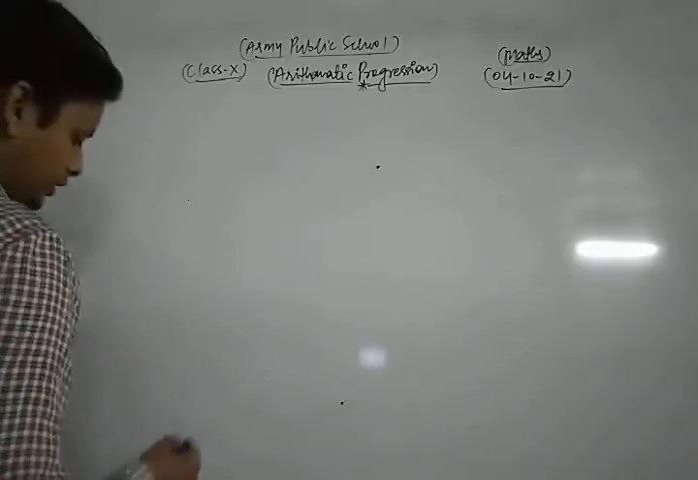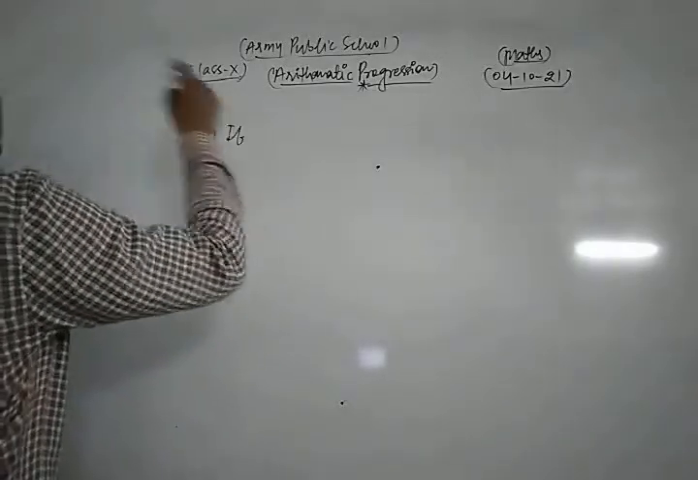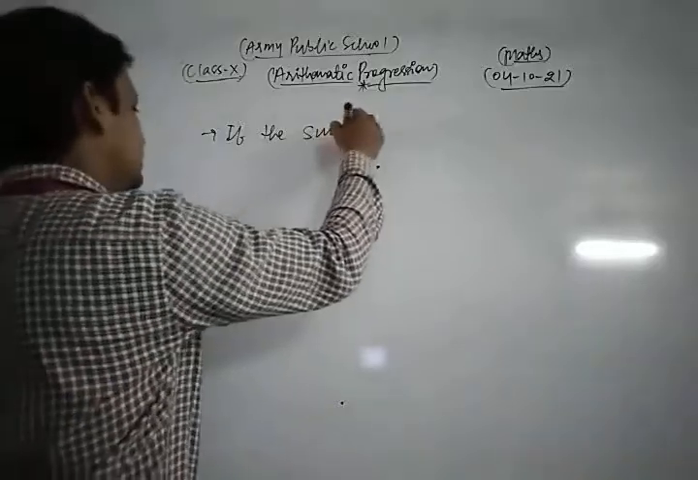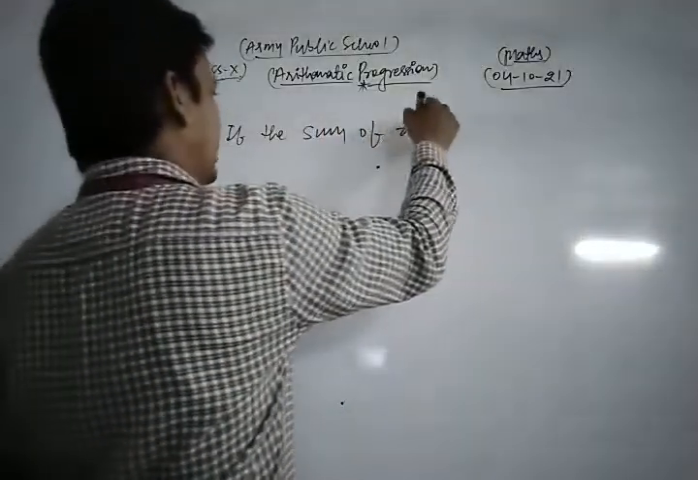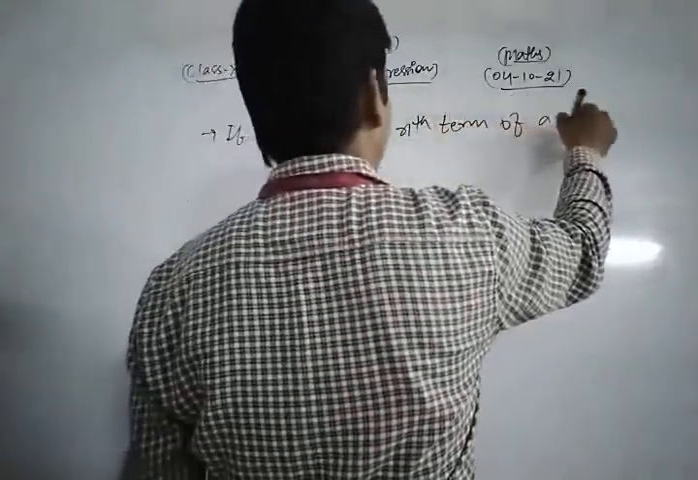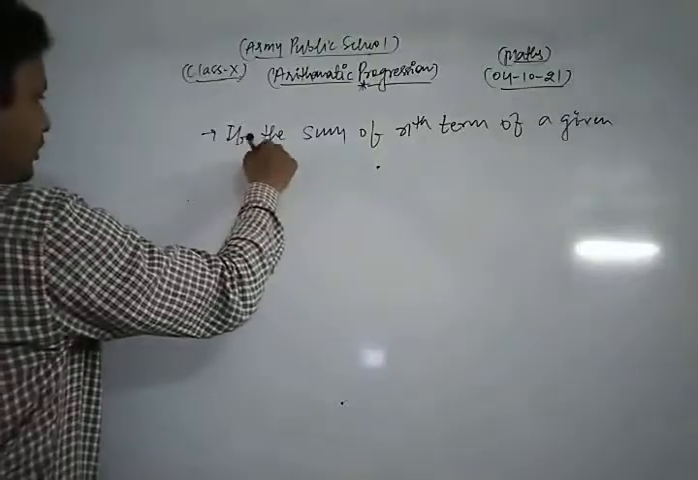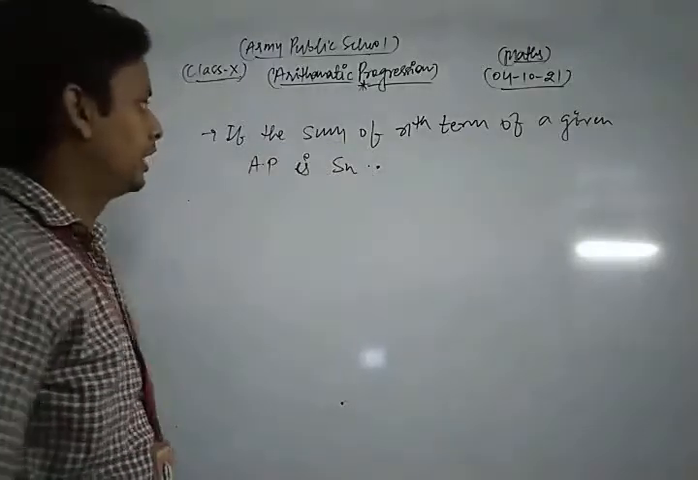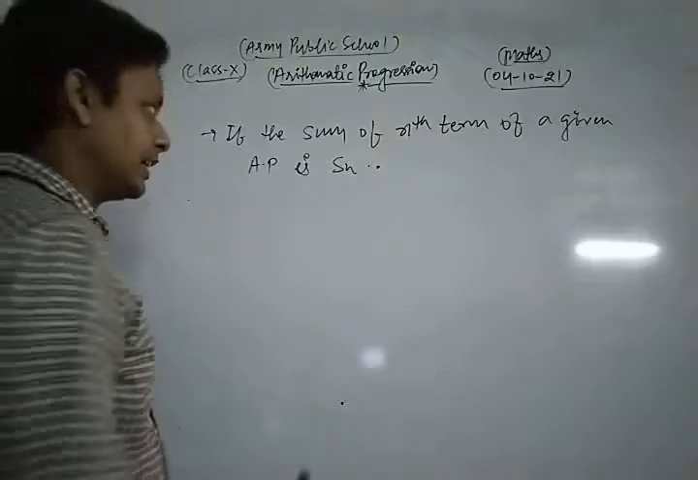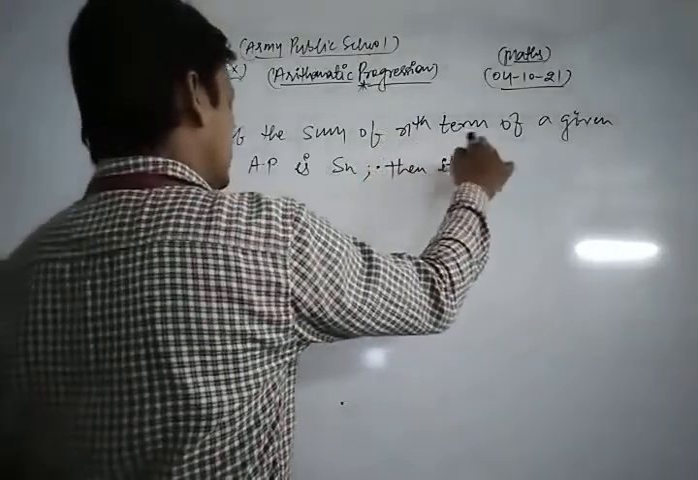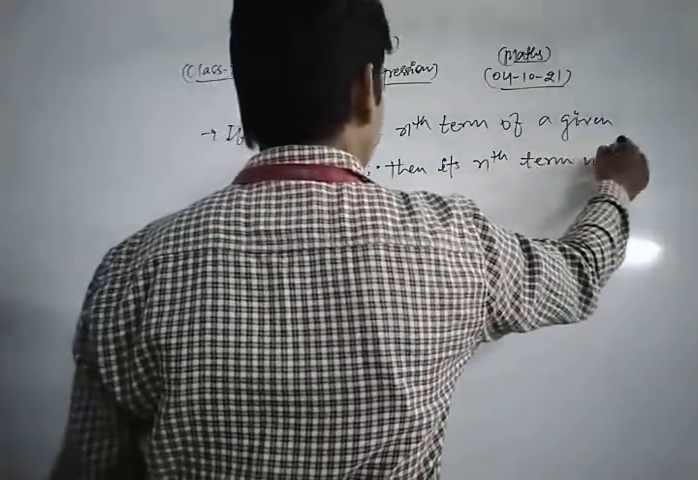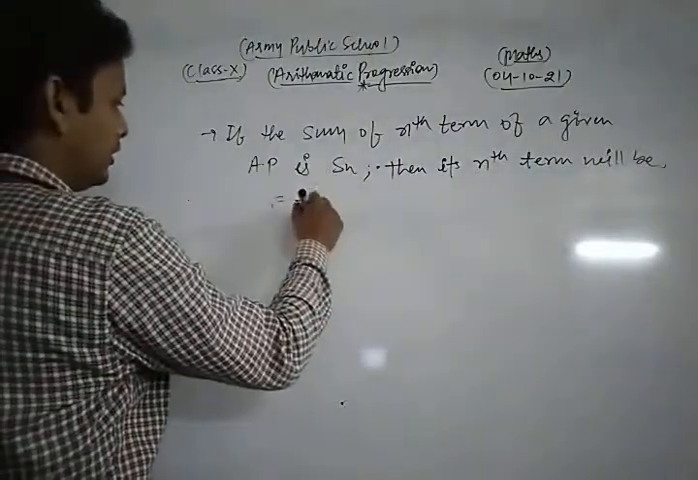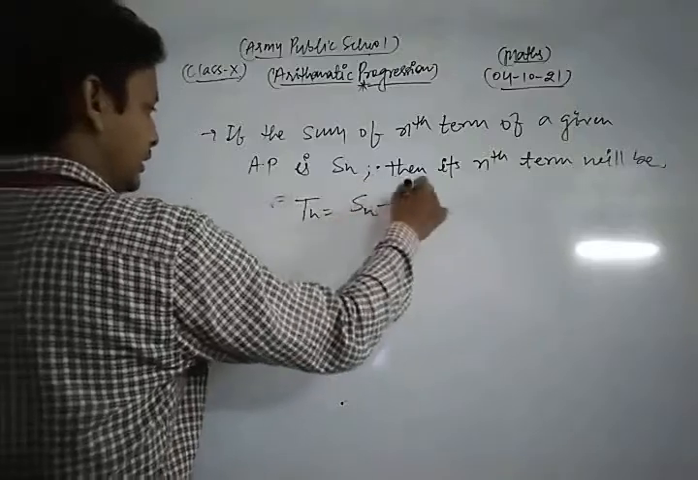Now look here, sir. We are going to discuss a very important formula. If the sum of the nth term of a given AP is Sn, then its nth term will be obtained by the formula Tn is equal to Sn minus Sn minus 1.